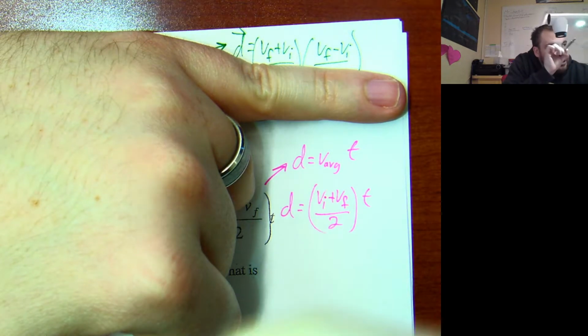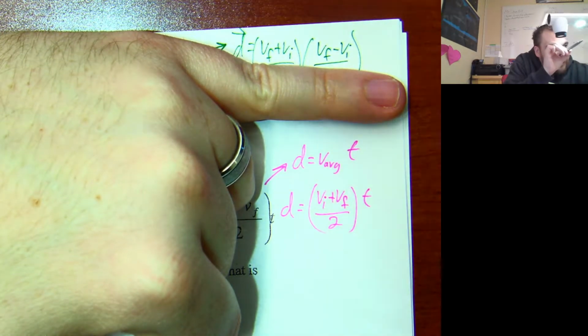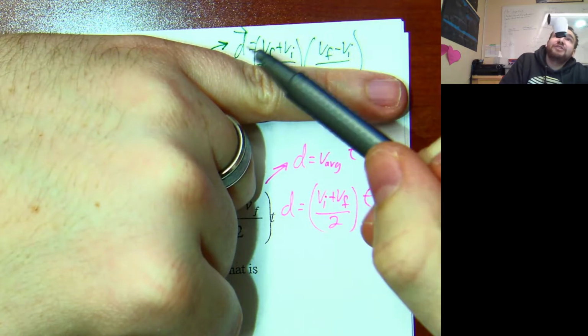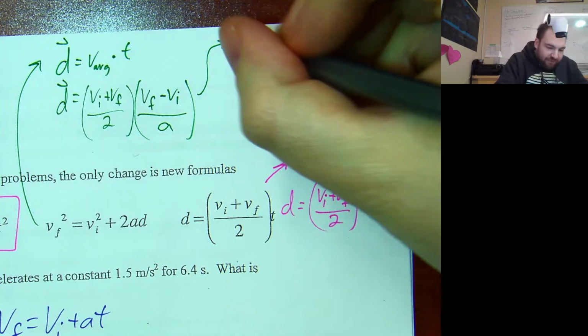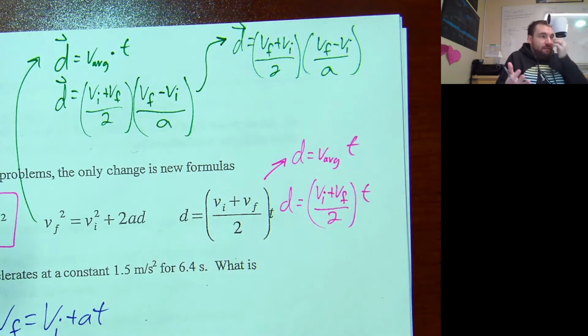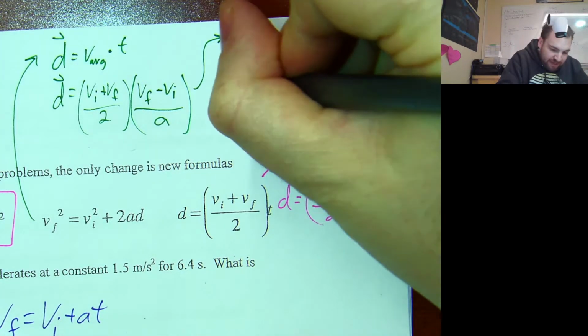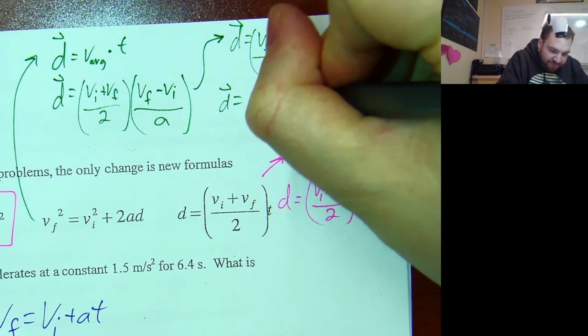That looks an awful lot like what? The result that you get when you factor a difference of squares. So if I multiply these two things back together, what I'm going to get is a difference of squares. Multiplying fractions is easy: you multiply the numerators, you multiply the denominators, and you're done. So this is going to give me d equals Vf squared.